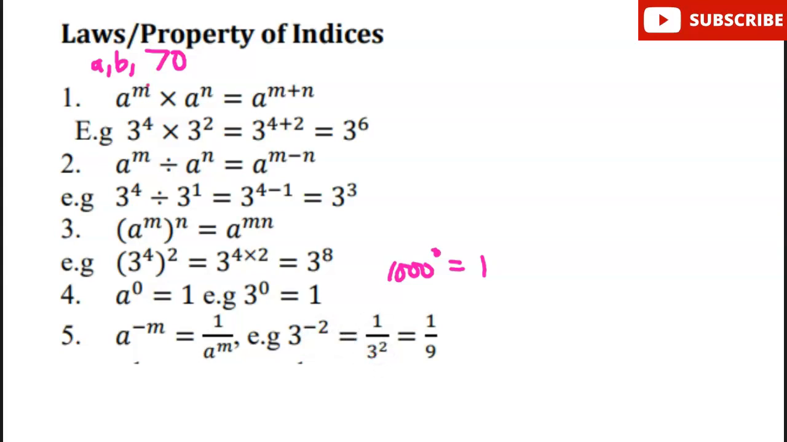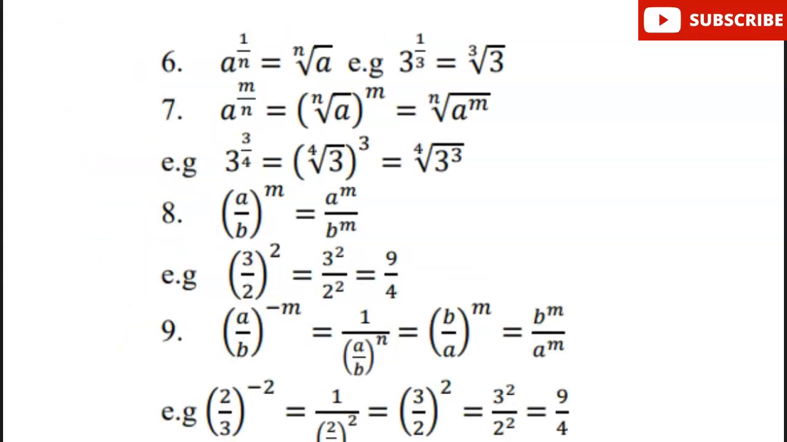Well, let's look at other properties of indices. The sixth one, a to the power 1 on n can be written as the nth root of a. Example, 3 raised to the power 1/3 can be written as the cube root of 3.